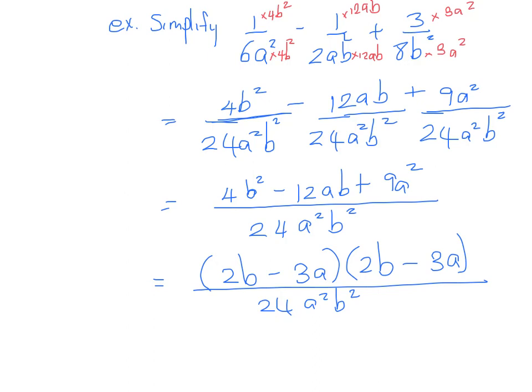That means it's already almost basically in our simplest form. But since these two guys here are the same, we just have one more step and it will be in its simplest form. We have 2b minus 3a squared, because they're the same, over 24a squared b squared. And we're done.